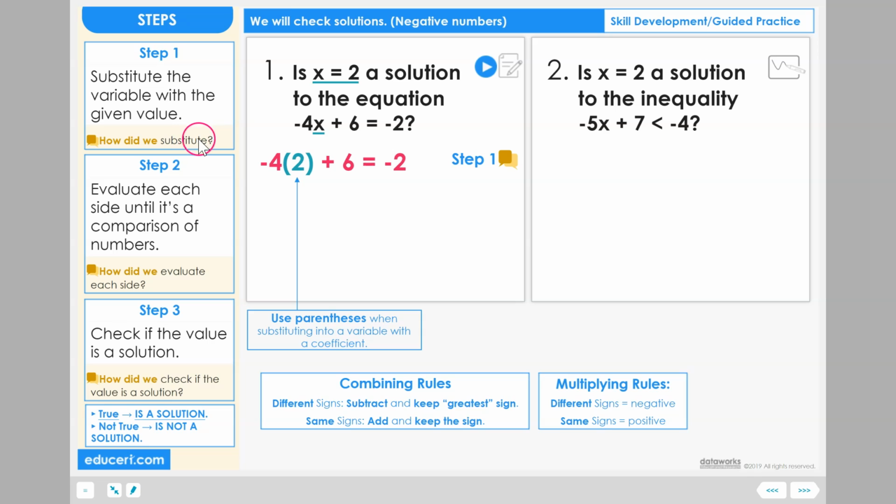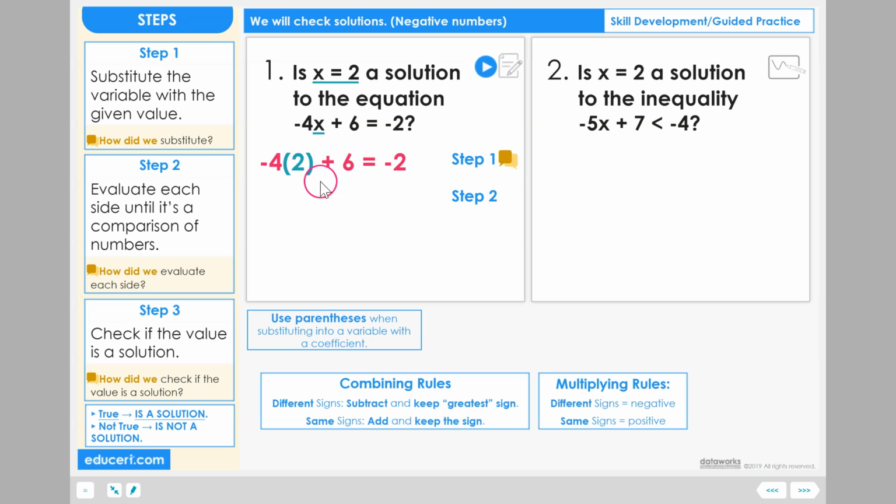How did we substitute? We substituted by taking the value that was given from the problem, x equals 2, and replacing the variable x with the value positive 2, in this case using parentheses since we are substituting into a variable with the coefficient negative 4. Step 2. Evaluate each side until it's a comparison of numbers.